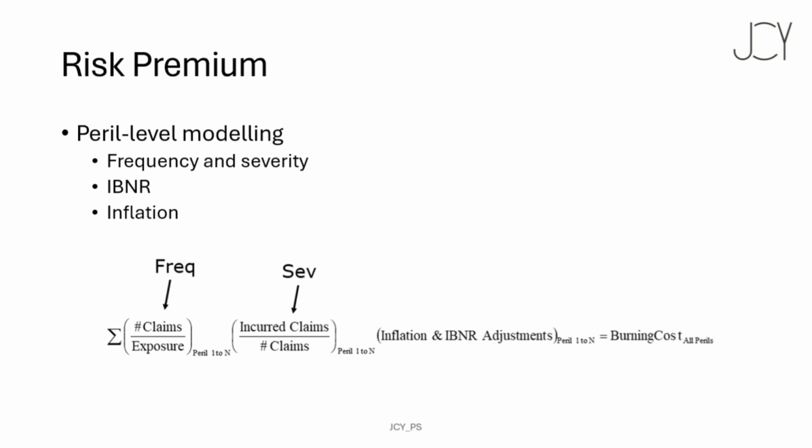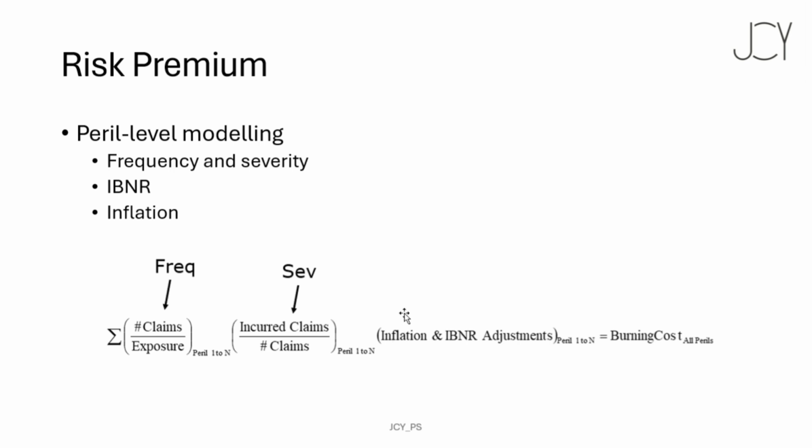So risk premium is decomposed to peril level. And what we mean by this is the level at which we model at. And these are specific for home and motor, as we'll see in the next few slides. But for a given peril, what we're interested in are essentially these four components. So at peril level, we would typically model claim frequency. So this is the number of claims over exposure, and claims severity. So this is the incurred claim amount over the number of claims.